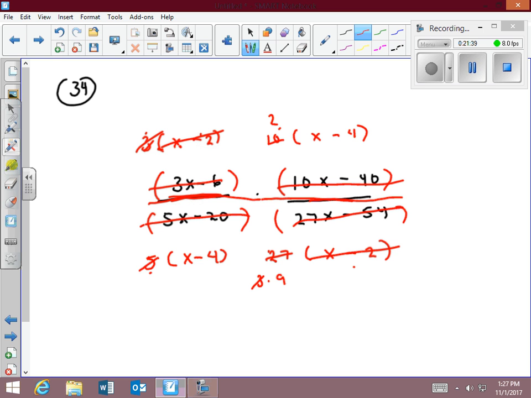And then the 5 in the numerator and the 5 in the denominator are multiplicative inverses. Now, the next one is x minus 4. You've got an x minus 4 in the denominator. Those are multiplicative inverses. So my answer is what? 2 over 9, right? That's what's left.